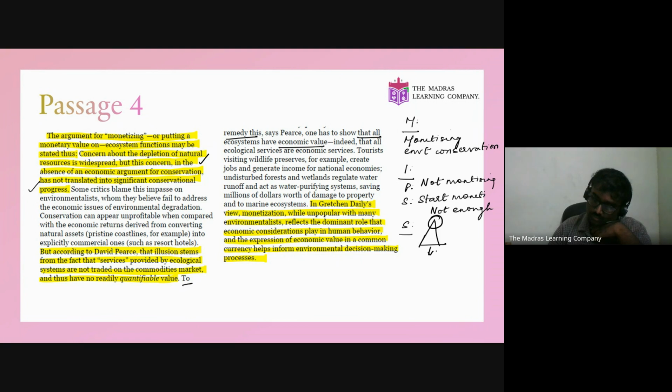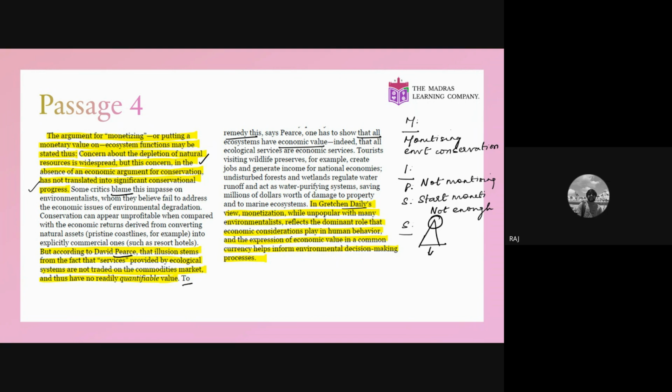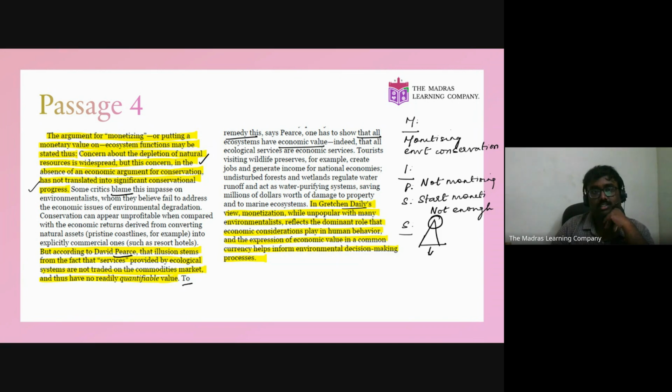Really? No, there are some critiques. And then David Pierce comes and says one way in which this can be done. Gretchen comes and says some other perspective. It's the same thing, but they're giving you different versions of it, right? The problem statement is one, but the versions are different. Okay. Tone?